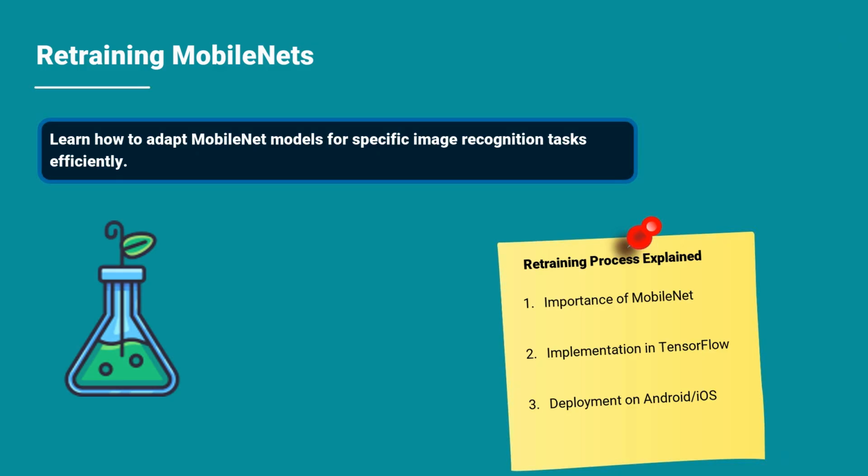So far, we've learned about the significance of Mobilenets in mobile-first deep learning, highlighting their efficient architecture and depthwise separable convolutions. We've explored implementation details in TensorFlow, including quantization for enhanced performance on resource-constrained devices. Additionally, we discussed deployment strategies for integrating Mobilenets into both Android and iOS applications. Now we will cover how to retrain Mobilenet models to create specialized models tailored to specific tasks.